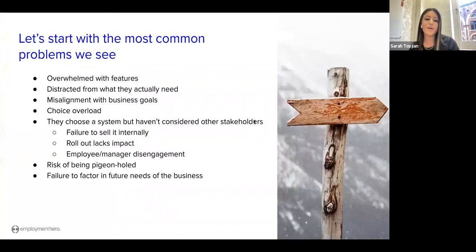First of all, why don't we run through some of the most common problems that we see when a business is trying to look at an HR platform for their organization, and how we might be able to solve for some of these.